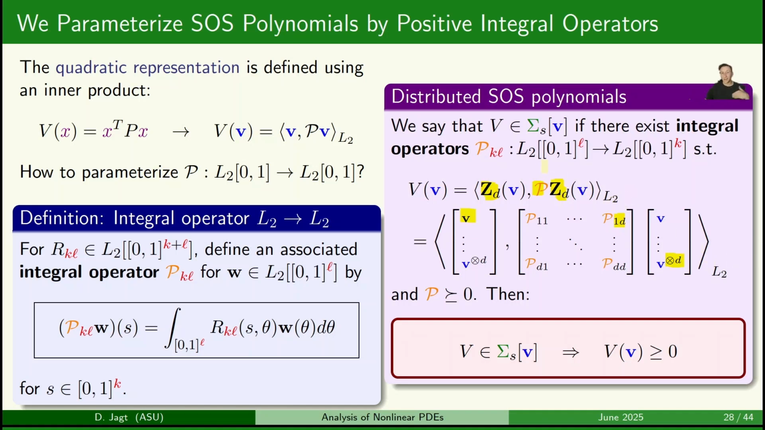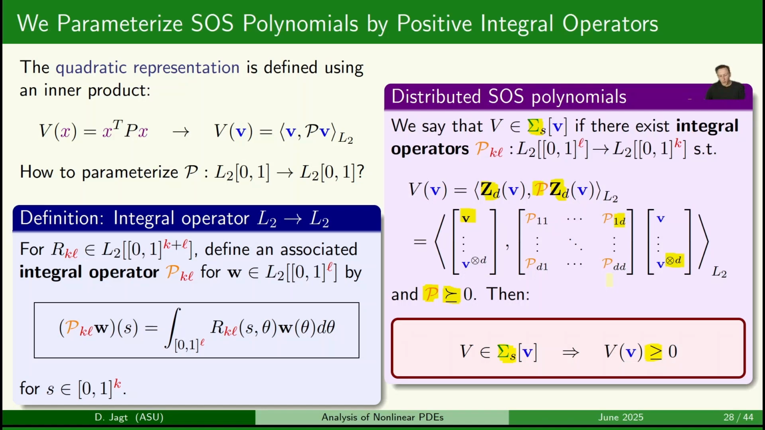Now we will also parameterize a class of sum of squares, or SOS, distributed polynomials by requiring this operator P defining the quadratic representation to be positive semi-definite. So clearly, if V is a sum of squares distributed polynomial, then V will be positive semi-definite. So we've parameterized a class of positive semi-definite distributed polynomials by positive semi-definite operators, which in turn we can parameterize by positive semi-definite matrices.